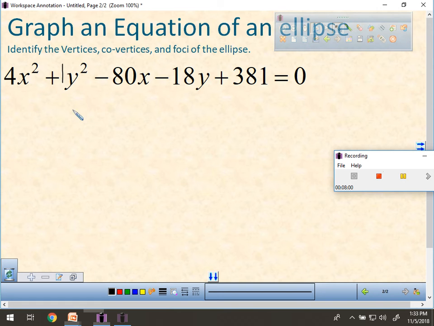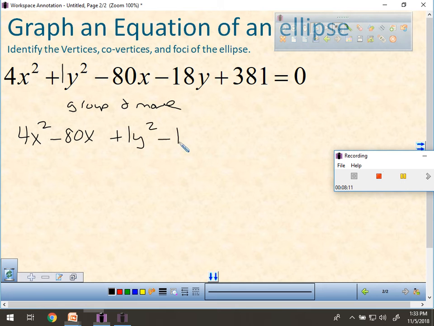And so what I'm going to do first is I'm going to group and I'm going to move. So I'm going to group my 4x squared minus 80x plus 1y squared minus 18y, and then I'm going to move this 381 over to the other side, so that gives me negative 381. And so then this is my first step, group and move. And then if I need to factor, I'm going to go ahead and factor.